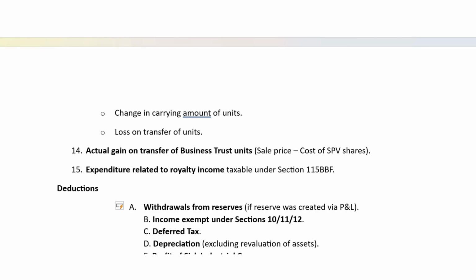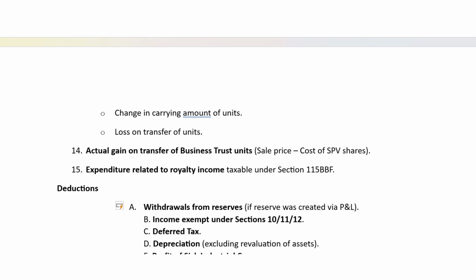Point number 14, which is an exception, is the change in carrying amount of units and loss on transfer of units, you have to add back. Point 14 is the actual gain on transfer of business trust units, which is sales price minus cost of SPV shares. If you have not debited it in P&L, still you have to add back. Expenditure related to royalty income, you have to add back.